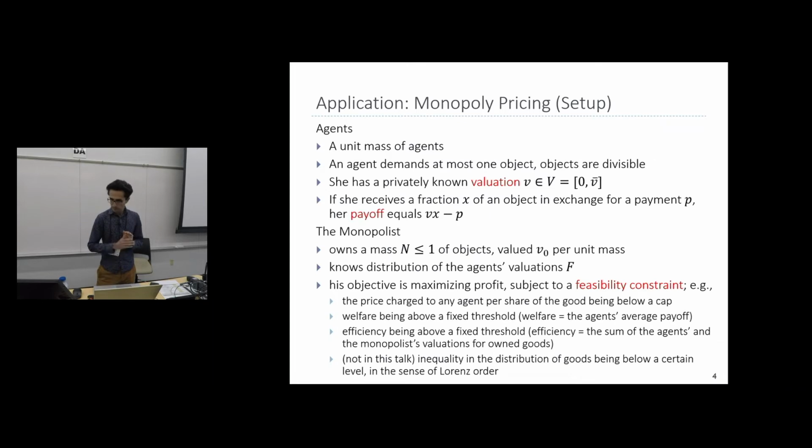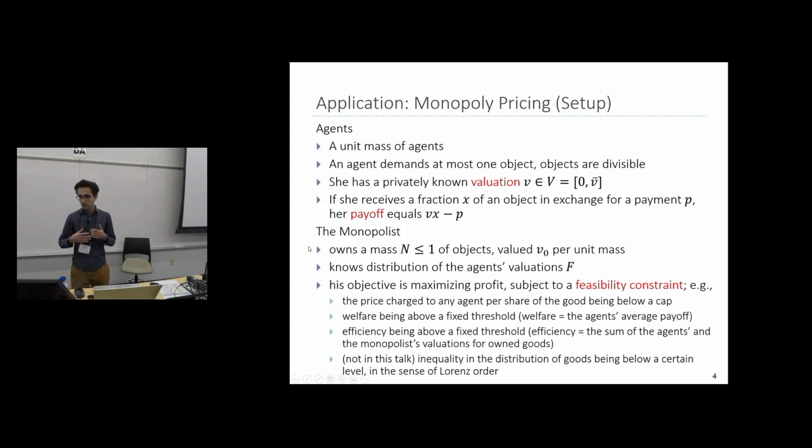OK, so let me be a bit more precise. Here is the model. There is a unit mass of agents. Agents are unit demand in the sense that they demand at most one unit of object, and objects are divisible. Each agent has a privately known valuation V. If she receives a fraction x of the object, in exchange for a payment P, her payoff equals Vx minus P. So, the standard quasi-linear form.